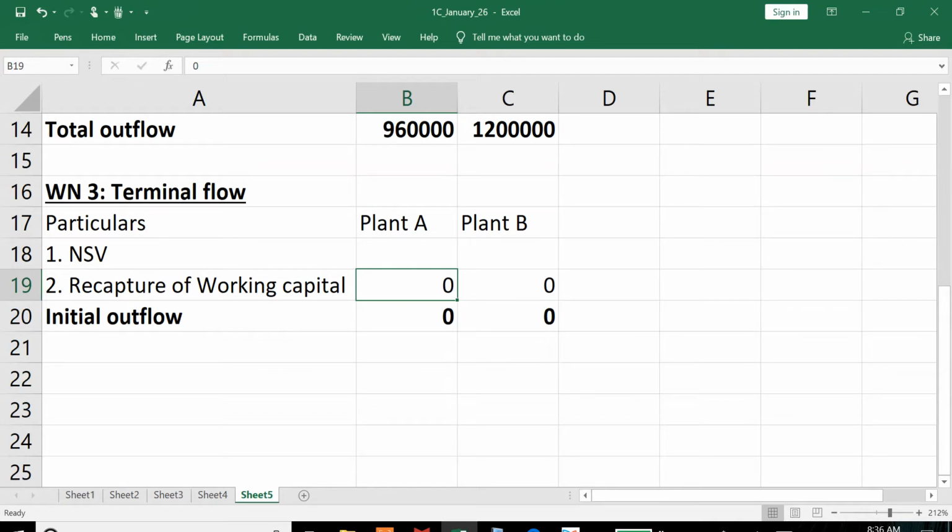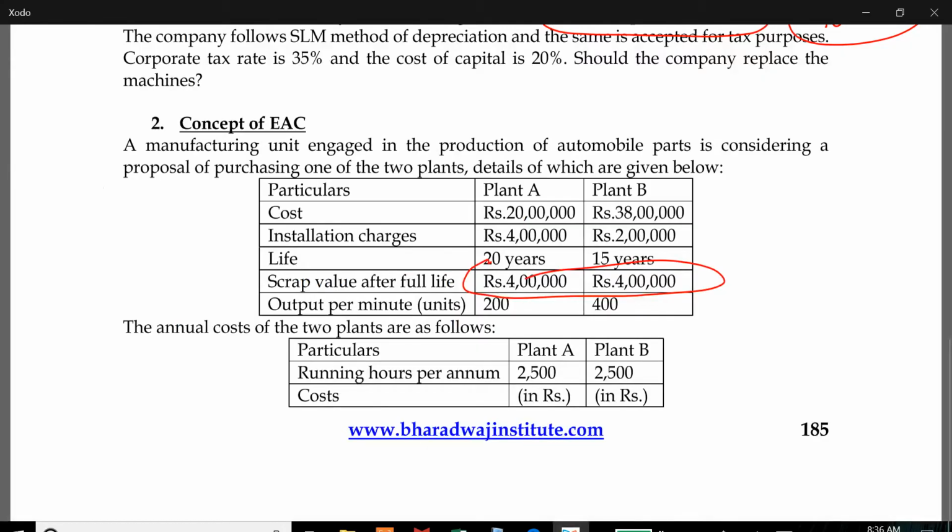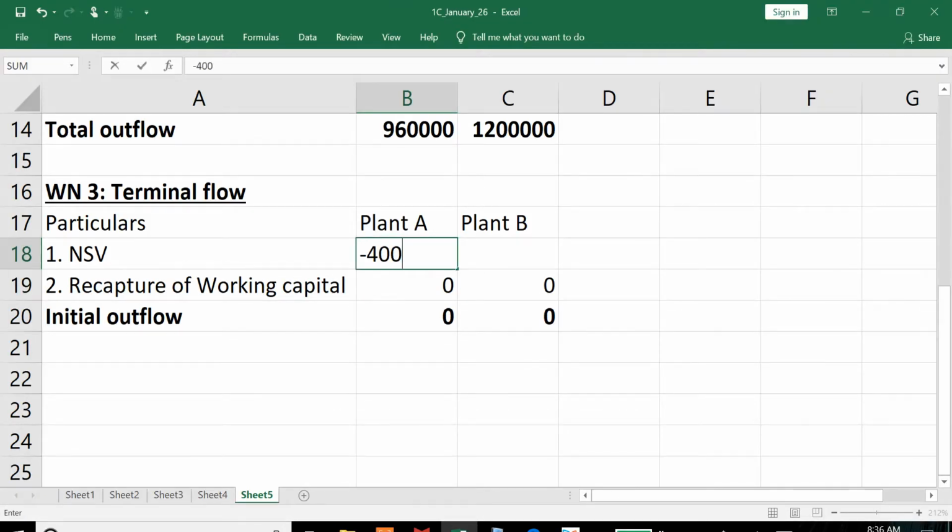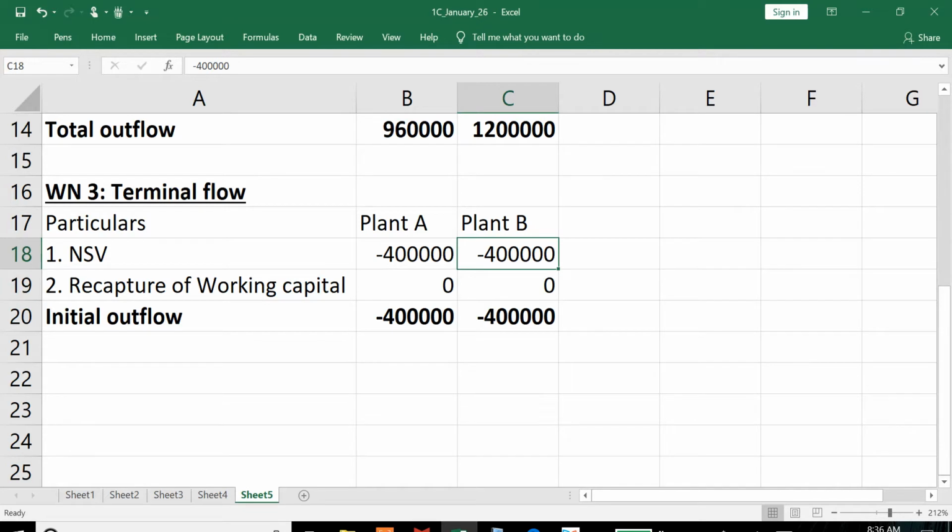What is the salvage value they have given? 4 lakhs and 4 lakhs. It is negative 4. Okay, this is an inflow. All inflows will be negative, all outflows will be positive. NSV is negative 4 and negative 4. Net salvage value is negative 4 lakhs and negative 4 lakhs.